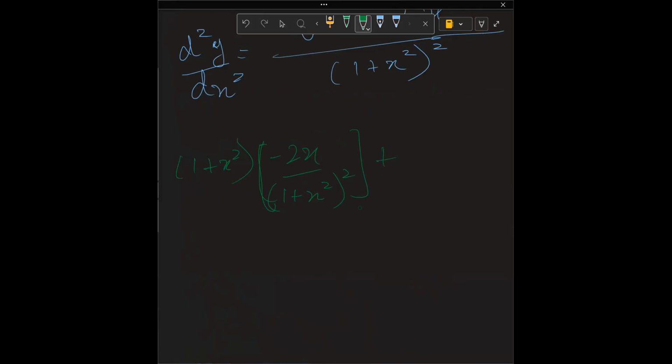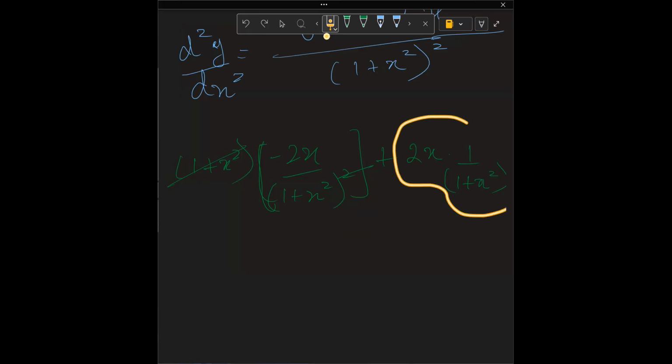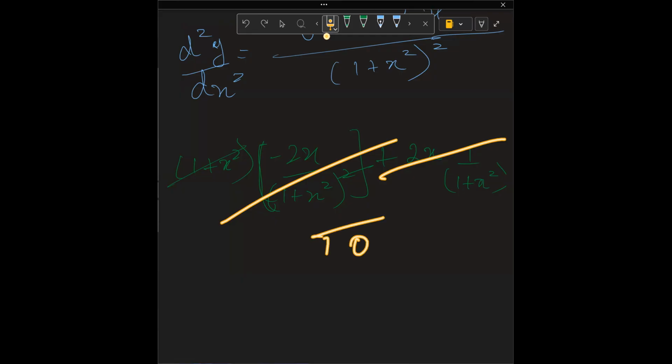Plus 2x dy by dx. What is dy by dx? 1 upon 1 plus x square. So when you will solve this, this is going to be like this. And see, यहाँ पे आपके पास माइनस ऑफ 2x अपॉन 1 प्लस एक्स स्क्वायर है, यहाँ पे आपके पास प्लस ऑफ 2x अपॉन 1 प्लस एक्स स्क्वायर है. सो बोथ थिंग्स आर सेम, so this is going to cancel out and your answer is 0. So you will say this is proved.